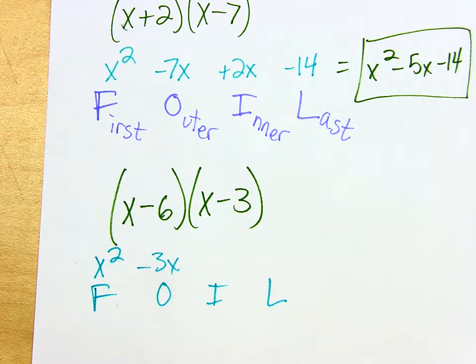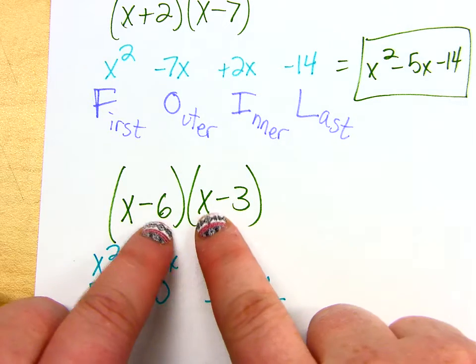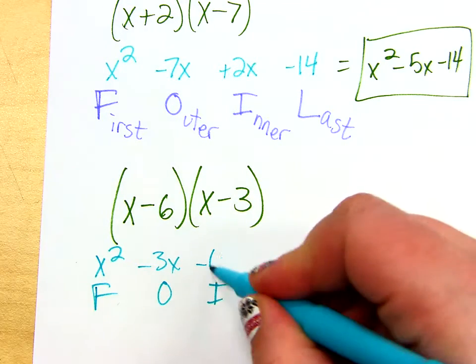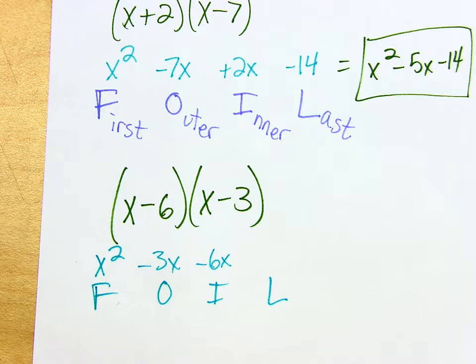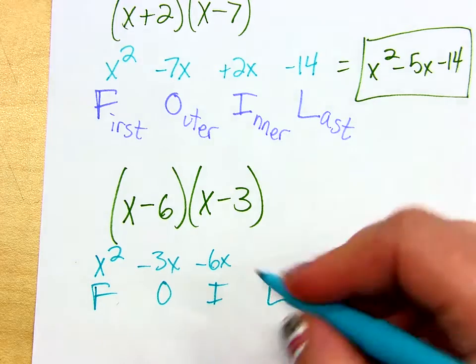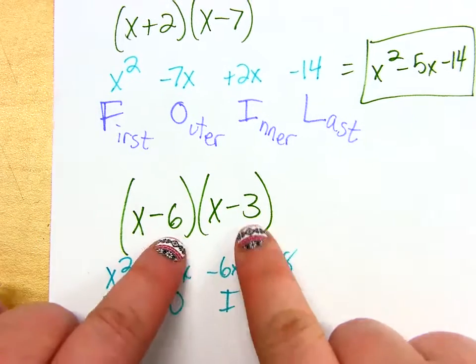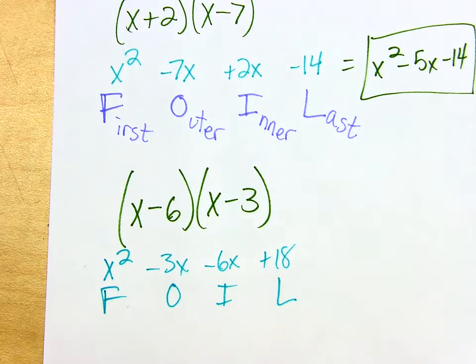The two inner terms multiplied together, Kristen would get me? Correct, negative 6 times x, negative 6x. And then the last terms, Laurel would get me? Positive 18. You got it. The negative 6 times negative 3 is a positive 18.